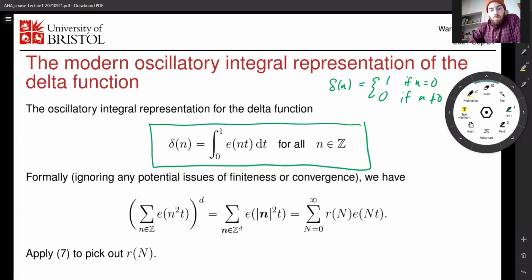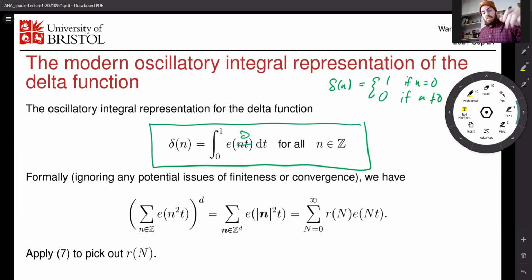Great. So when n is equal to 0, this integrand right here is, of course, 0. And so e to the 2 pi i 0 is just 1. The integral from 0 to 1 is just 1, and it's 1 as I claim.